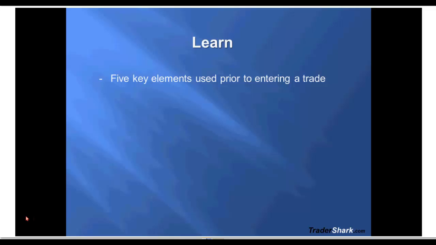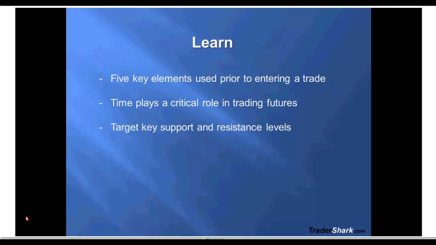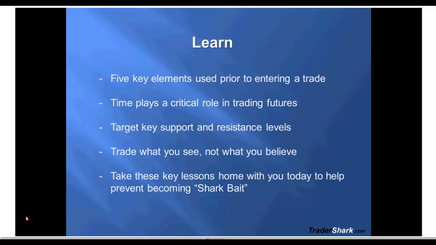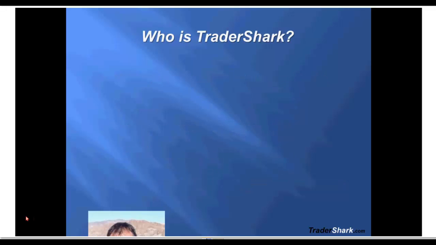And here's what we're going to learn today. We're going to learn 5 key elements used prior to entering a trade, how the time plays a critical role in trading futures. You're going to like to see that. Target key support and resistance levels, and trade what you see, not what you believe. So often we get our emotions involved in, I'm going to buy here because it looks good, or I'm going to buy here because it looks like it's going to go lower. And then I want you to be able to take some of these lessons home with you today and help prevent becoming shark bait.